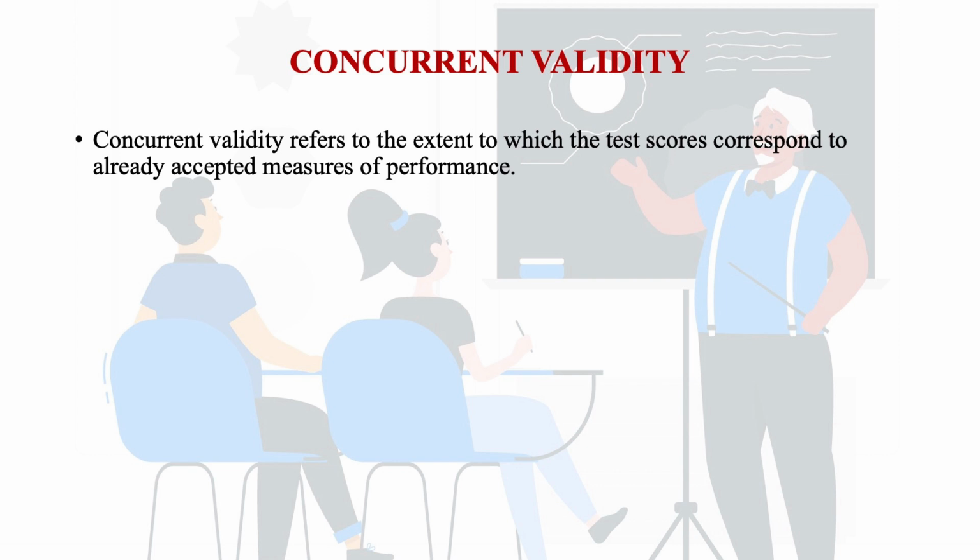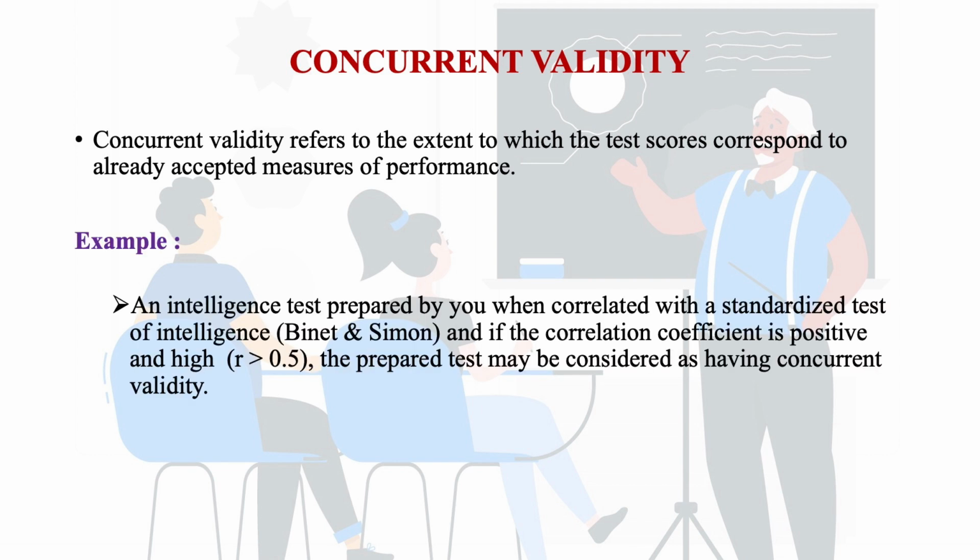Further, concurrent validity is another important method for determining the validity of a test. Concurrent validity refers to the extent to which the test scores correspond to already accepted measures of performance. An example: an intelligence test prepared by you is correlated with a standardized test of intelligence already developed by Binet and Simon, and if the correlation coefficient is positive and high, that means if r is greater than 0.5, the prepared test may be considered as having concurrent validity.